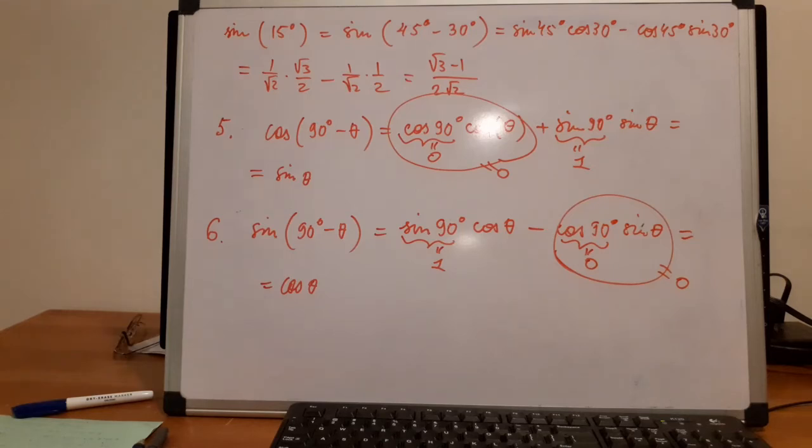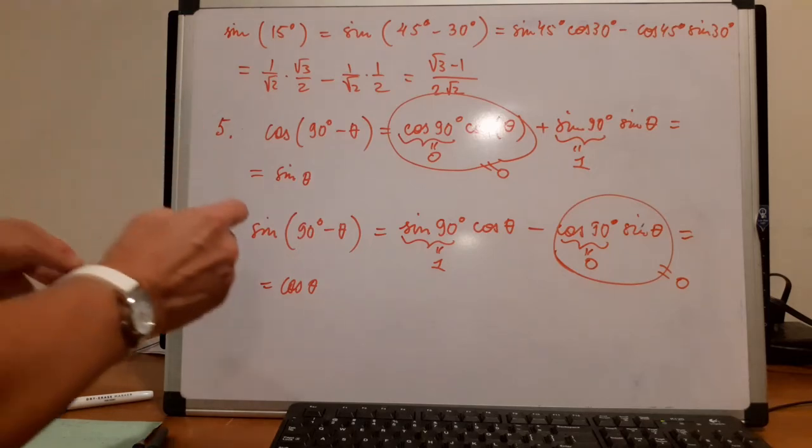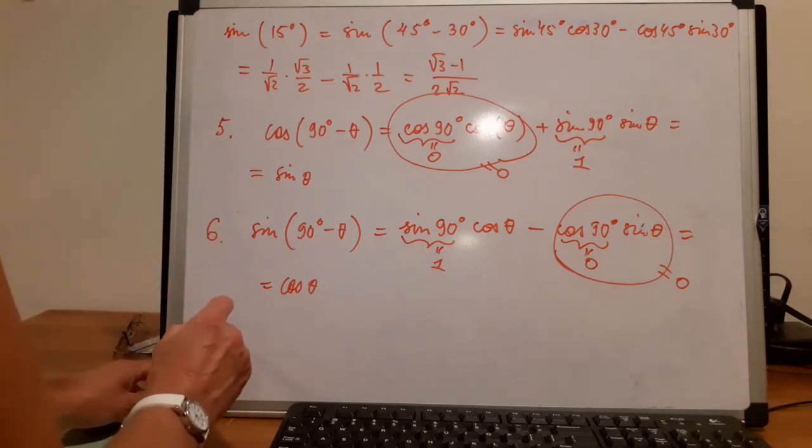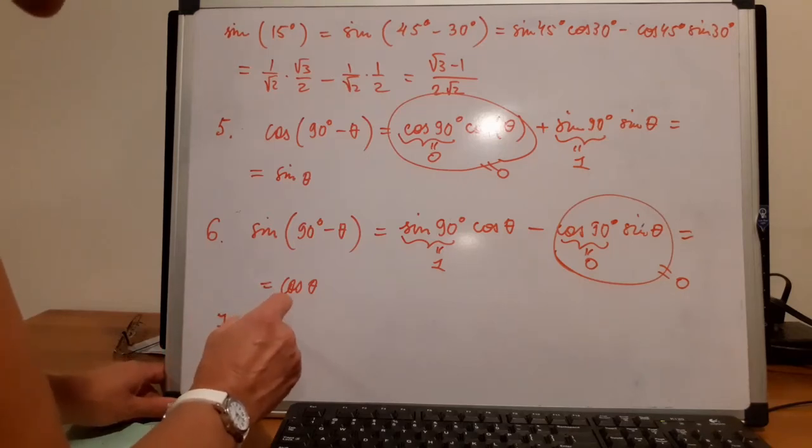Okay, so what else can we calculate? Well, we can get formula number 7 for tangent. That's not a formula you necessarily need to memorize, but it's nice to be aware of. I'm going to write down the beginning of the formula and ask you to try it on your own.